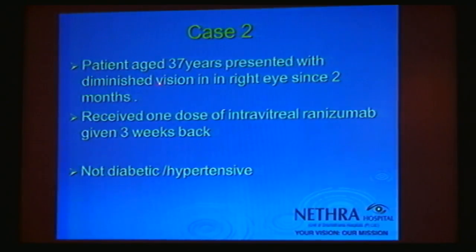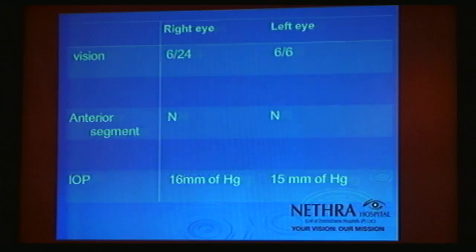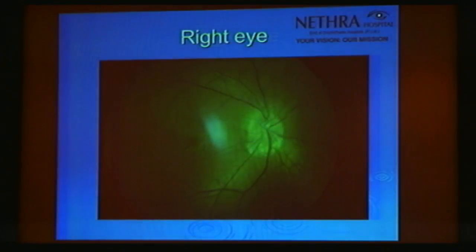There is one more patient, a female aged 37 years. She presented with diminished vision in the right eye since 2 months. She had already received 1 dose of intravitreal ranibizumab given 3 weeks back, not a diabetic or hypertensive. Her best corrected visual acuity in the right eye was 6/24 and the left eye was 6/6. Anterior segment and intraocular pressure are within normal. In the right eye, fundus shows more than 1 disc diameter subretinal fluid with a few subretinal deposits.